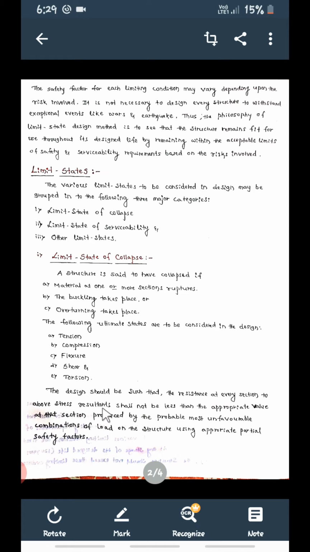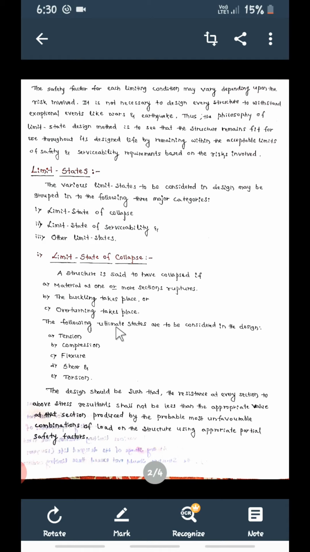Whenever we design, our element should resist these stresses, that is tensile stresses, compressive and flexure stresses, shear and torsion stresses. So our design should be such that these stresses are resisted. This is the limit state of collapse. In it, we consider these different stresses and design to resist them.